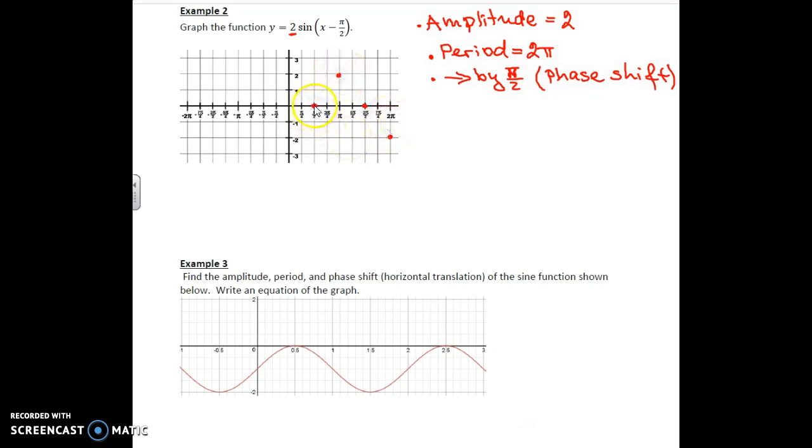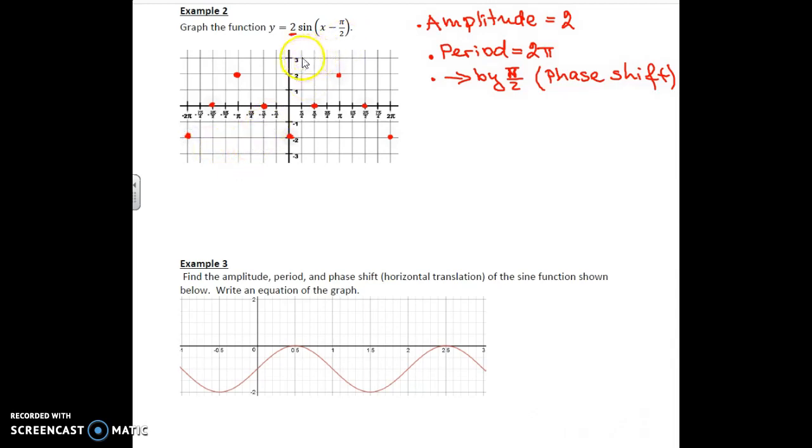Since I have a midline point here, or a 0 over here, now I can go down to a minimum. Note that the minimum is the amplitude 2 away from the midline. Next, I'm going to go back and cross the x-axis again. I need to go up to a maximum at negative pi. I need to go back down and cross. And then I need to go to a minimum again, and the minimum is at negative 2 pi.